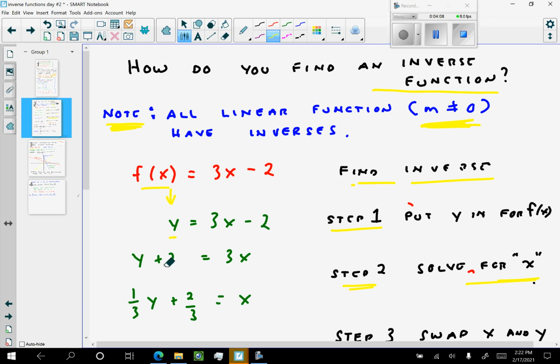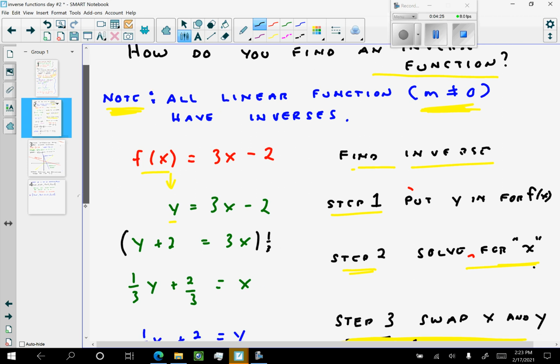How are you going to solve for x? You're going to add 2. And then you're going to multiply the whole thing by 1/3. Okay. 1/3 times x is x. 1/3 times y is 1/3 y. 1/3 times 2 is 2/3. Easy enough. That's x right there.